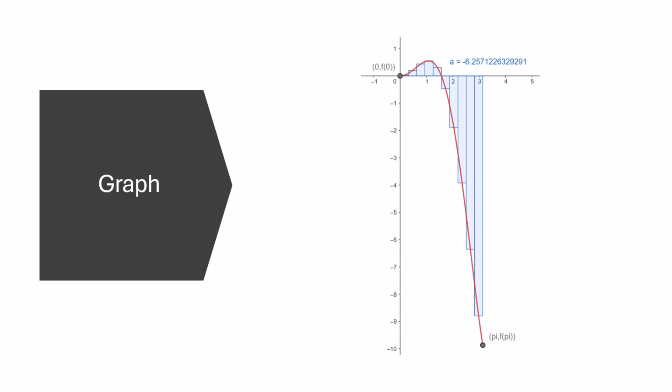Now here's a graph generated by GeoGebra of the midpoint rule for our function. And here we can see that the approximate area is negative 6.257 about. And this is going to be the value that our calculator should also produce when we do our demonstration here in the next segment.